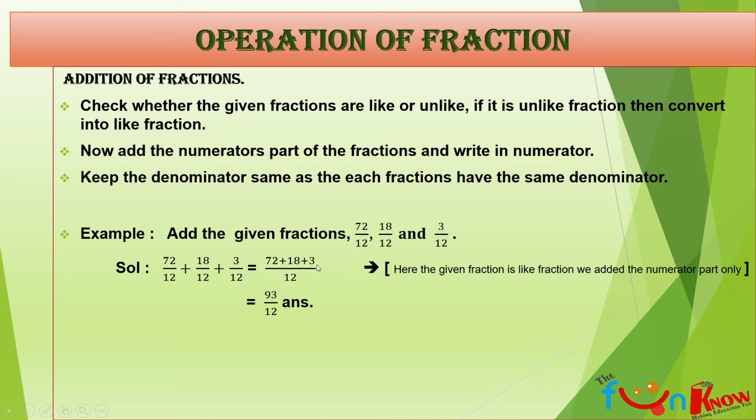In this example, that is already done. All the terms are like fractions only. Then just add all the numerators. Because the denominators are the same, you will write the denominator just once, and you will add all the numerators, and this is the answer. This is how addition of fractions is done.